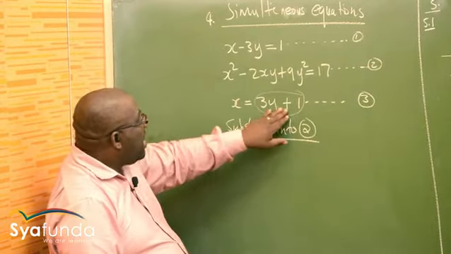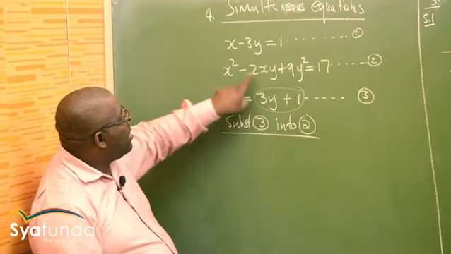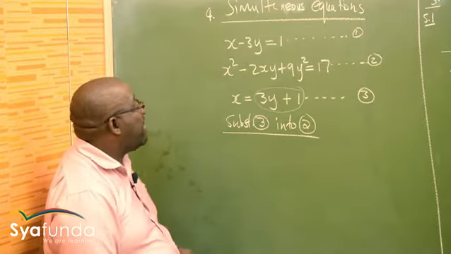So what is this saying to us? Whenever we see x, we're going to push this value, which is 3y plus 1. So there'll be no x there. So we're going to push this in two places, in this one and there. And that way we'll only have one unknown, which will be y in that particular case.